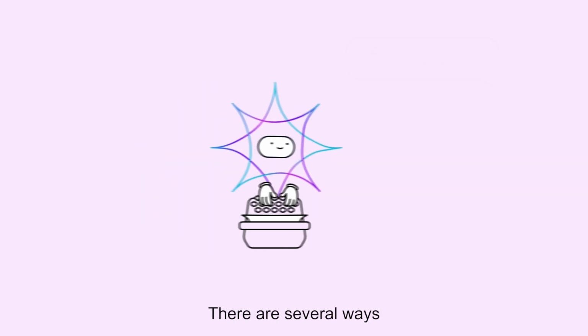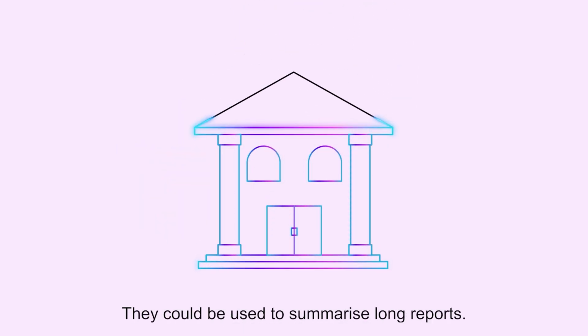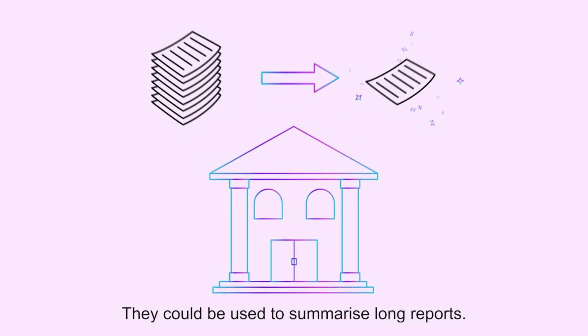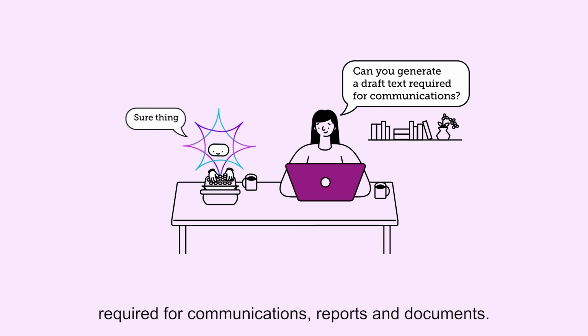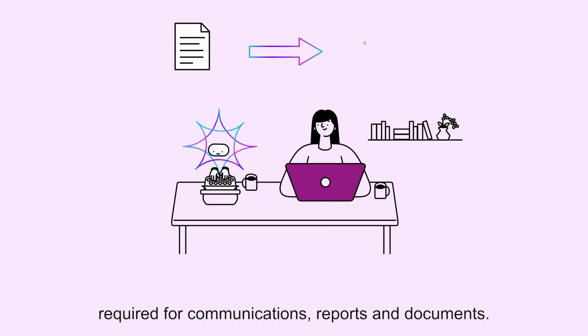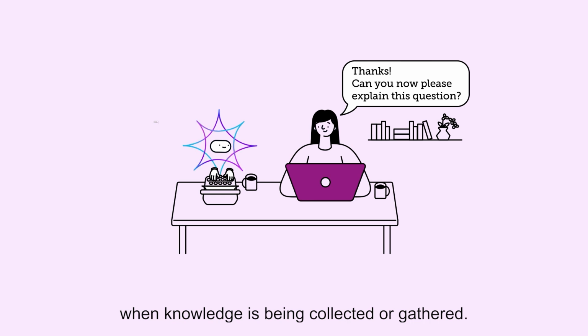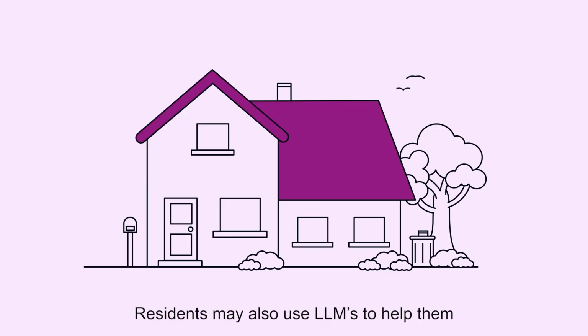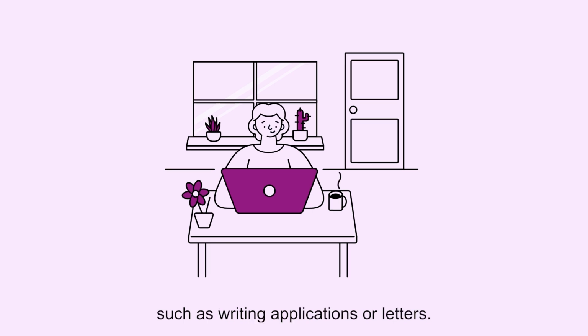There are several ways local authorities could use large language models. They could be used to summarize long reports. They can be used to generate or edit draft text required for communications, reports, and documents. They can suggest responses to questions when knowledge is being collected or gathered. Residents might also use LLMs to help them in their interactions with the council, such as writing applications or letters.